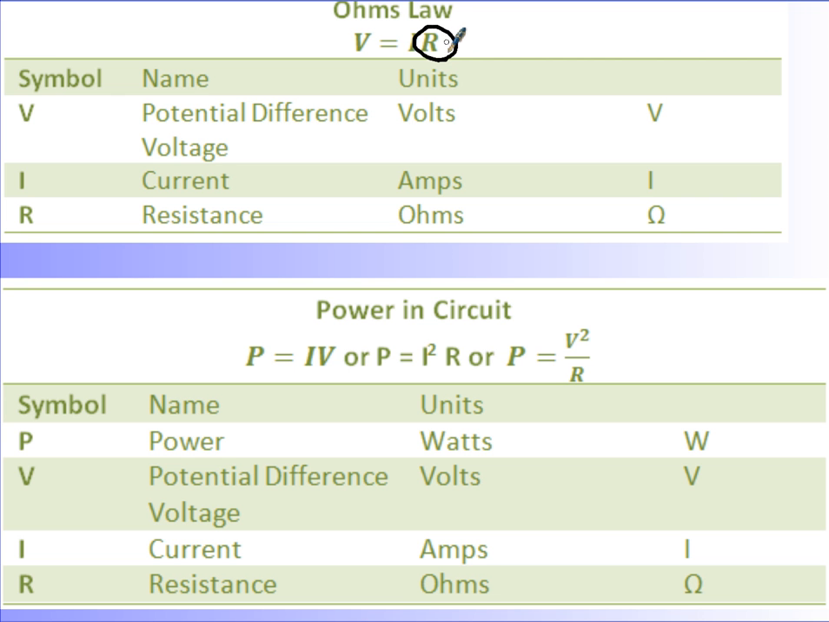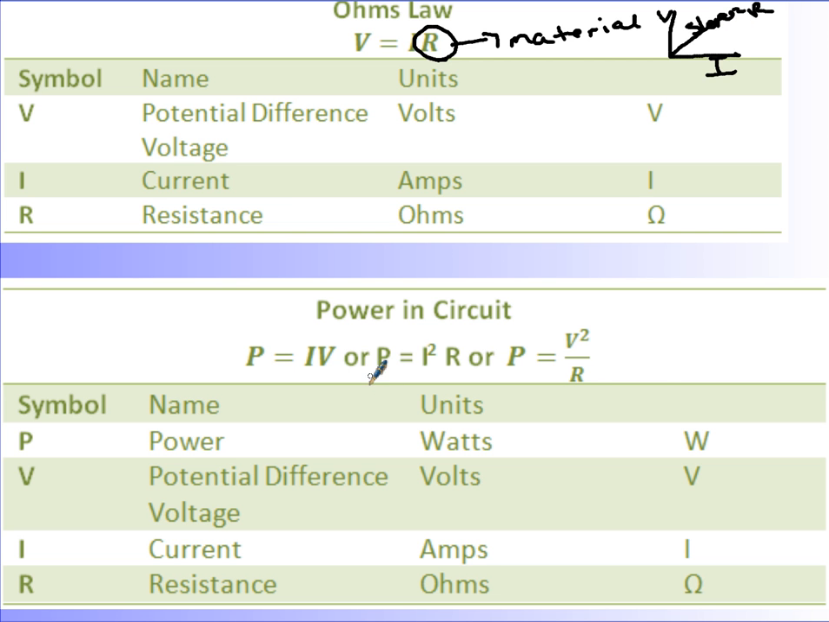And the resistance doesn't change with the voltage or the current. You can adjust voltage and that will change current. So this is a property of the material. And as a matter of fact, if you were to graph V versus I, the slope of this line for an ohmic resistance is R.